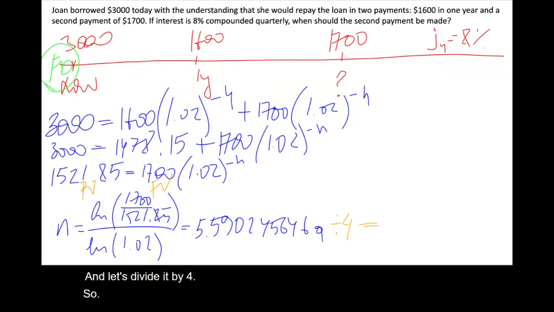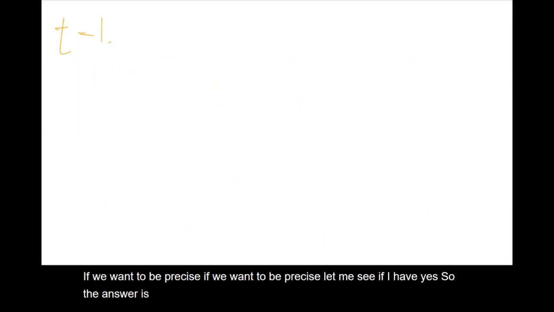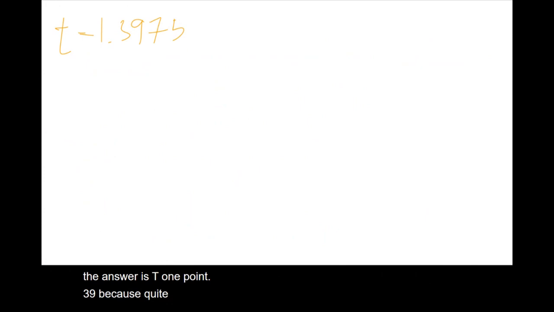So approximately 1.4 years. That's when 1700 has to be paid. Well, if we want to be precise, the answer is T 1.39, because quite often questions say give answer in number of years and months, right?